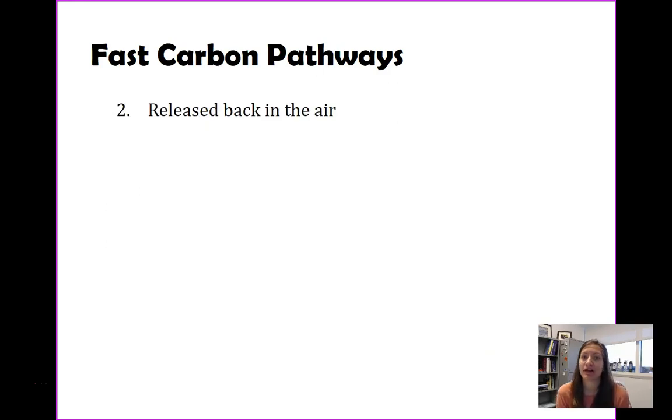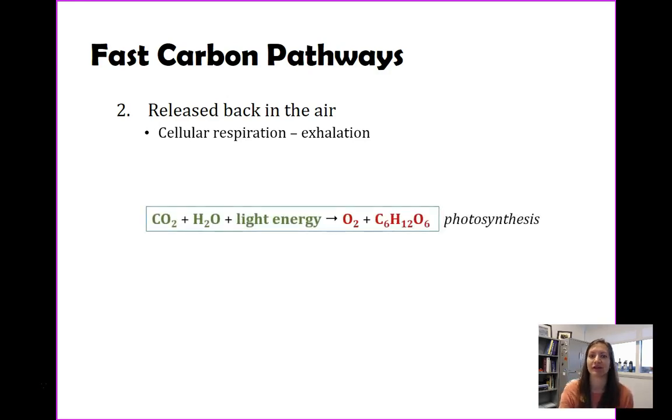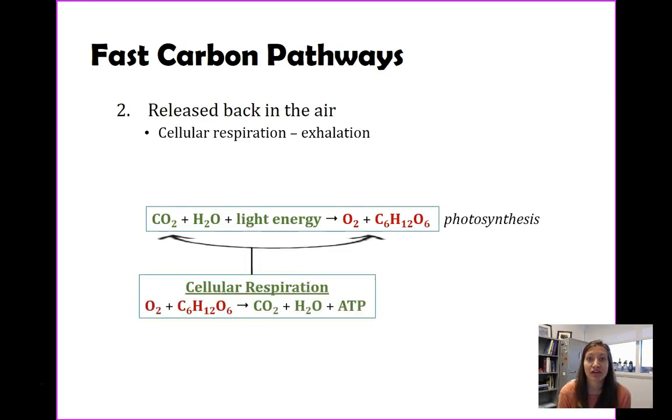Another fast carbon pathway is releasing carbon dioxide back into the air. And you know this process too. Remember, the opposite of photosynthesis, so to speak, is cellular respiration. Every time a plant undergoes cellular respiration, anytime a human undergoes cellular respiration, we are releasing carbon dioxide back into the atmosphere. So here's that equation for photosynthesis again. Remember, cellular respiration is just the opposite.